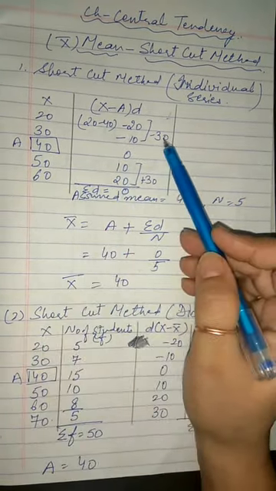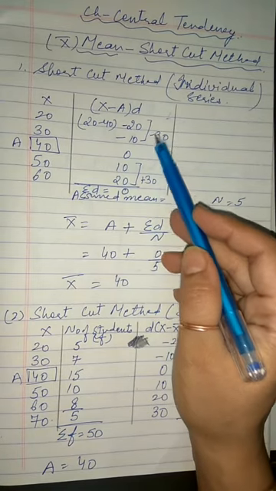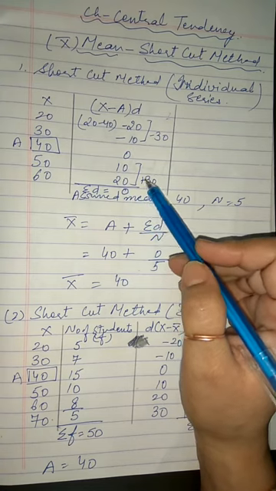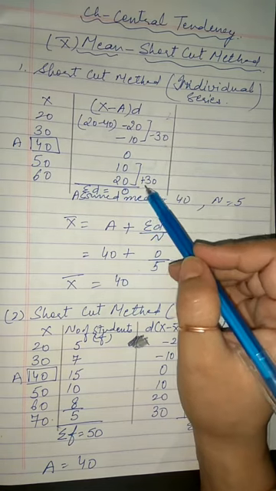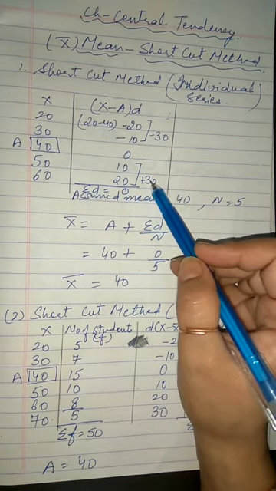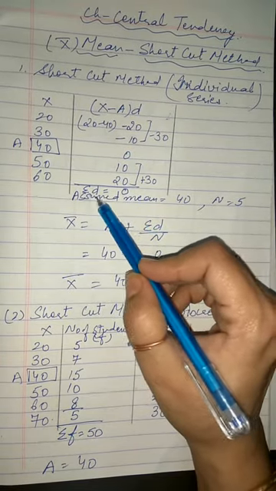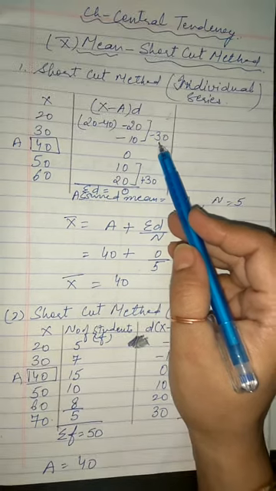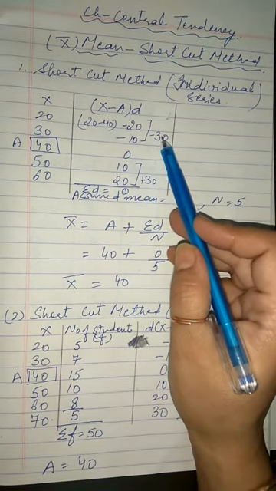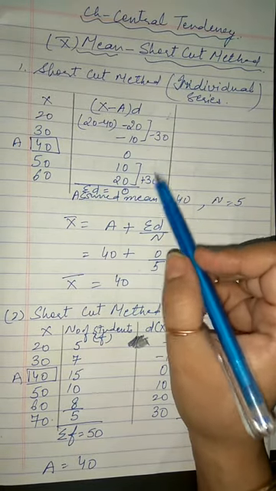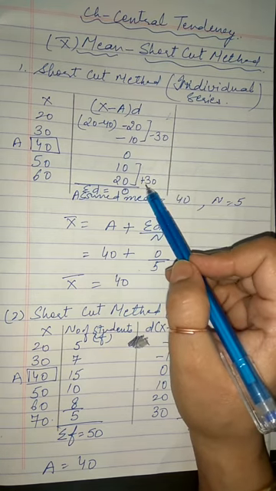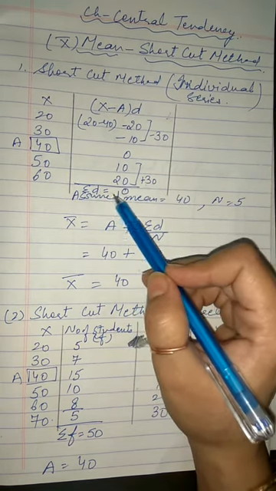Now we will add the negative terms separately and the positive terms separately. In this case, the total of negative and positive terms is the same. So summation D will be equal to 0. Remember, we have to add negative and positive deviations separately, and their net will be known as summation deviation.